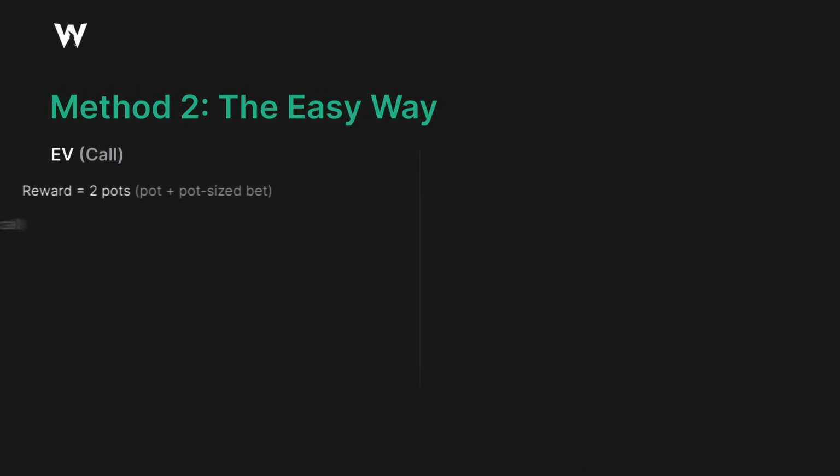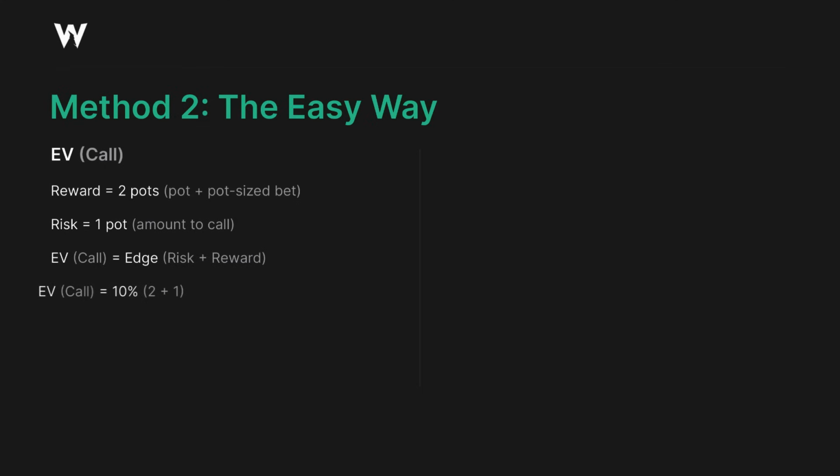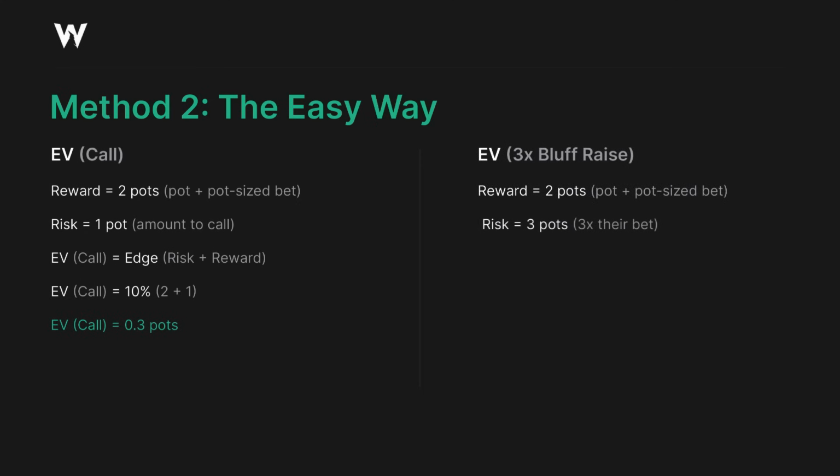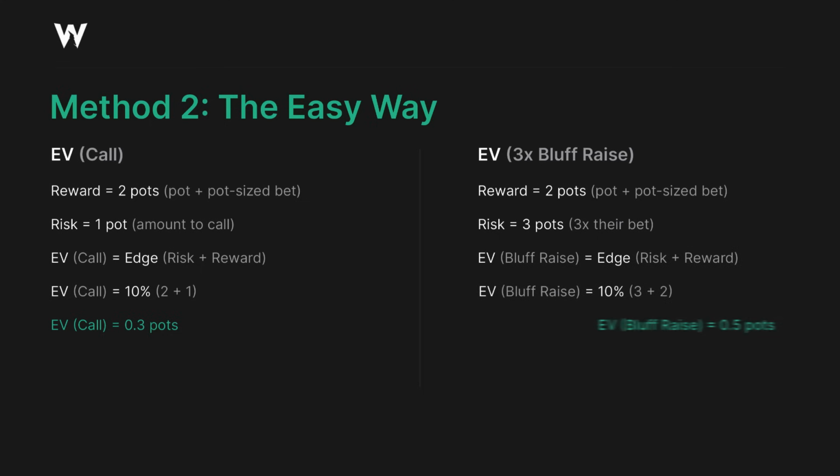EV of calling, again, we know the risk, we know the reward. We know the formula. EV call equals our 10% edge times risk plus reward, 0.3 pots. EV bluff raise, we know the reward, we know the risk. The expected value of bluff raising is just equal to our edge times the risk plus the reward. It's 10% times 5 or 0.5 pots. So we get the same answer either way.